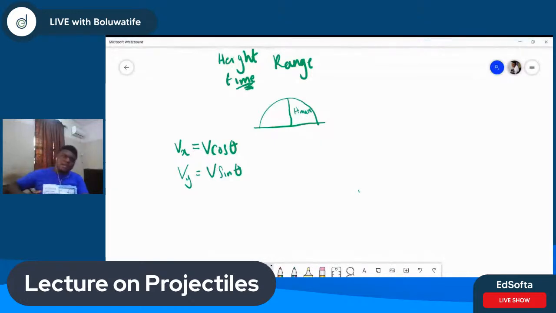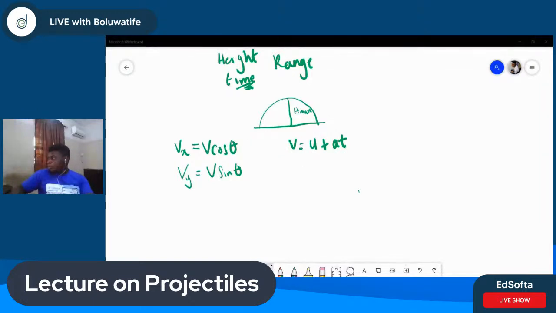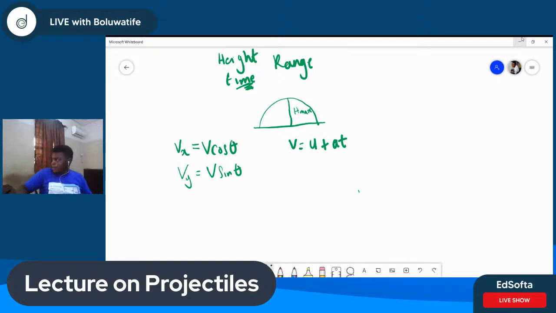Now, if you remember this formula, which is literally a formula anybody that encounters physics knows first: V equals U plus AT. So now, having said that, V equals U plus AT, and we're trying to calculate this time here, right?